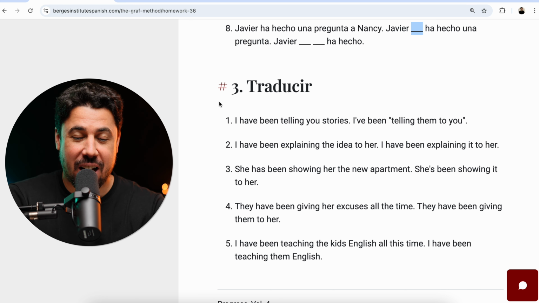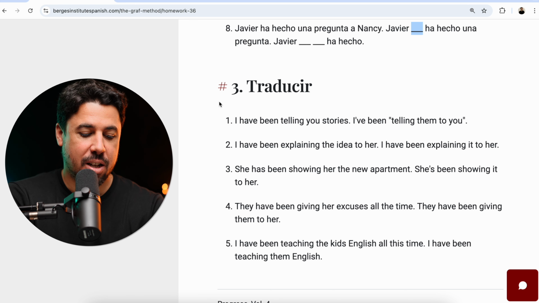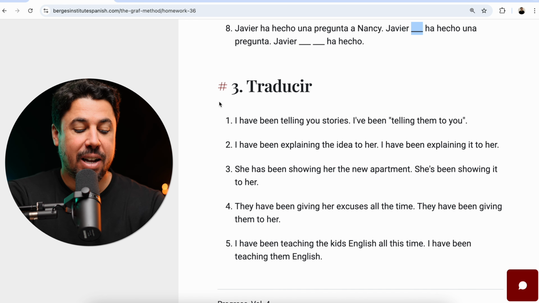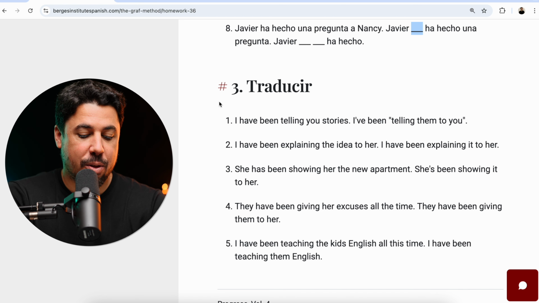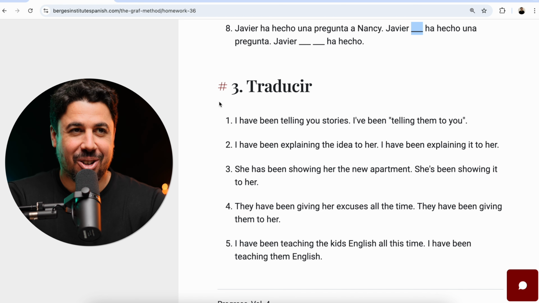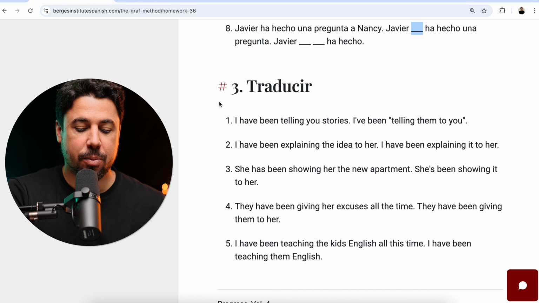And we have another option. Yo he estado contándote historias. Yo he estado contándotelas. I have been explaining the idea to her. I have been explaining it to her. He estado explicándole la idea. So that's option number 2. He estado explicándosela. And option number 1. Le he estado explicando la idea. Se la he estado explicando.